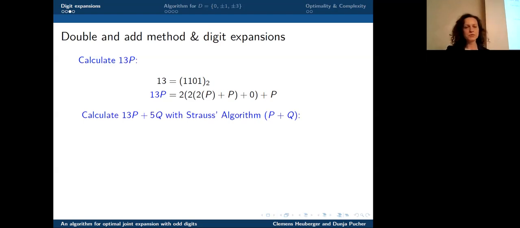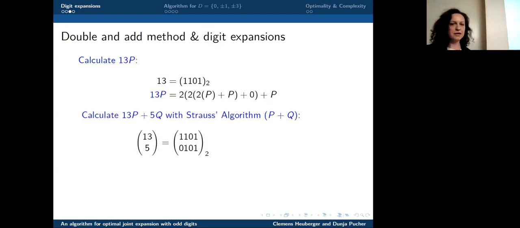For this purpose, we take our joint digit expansion, and we go again from left to right. The first column is 1, 0. This means add 1P and 0Q, so we add P. Then we double what we had, and we have the column 1, 1. This means 1P and 1Q, so we add P plus Q.